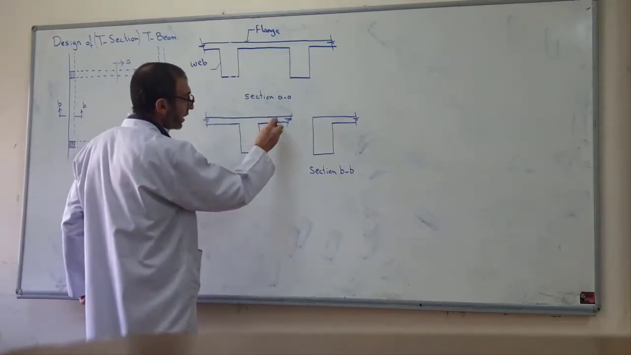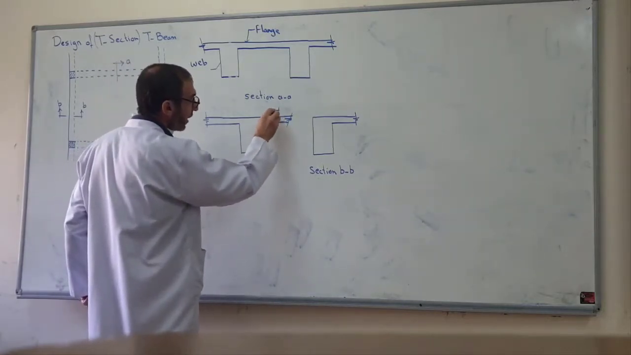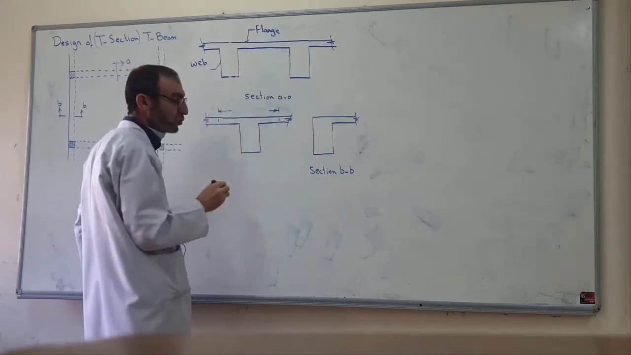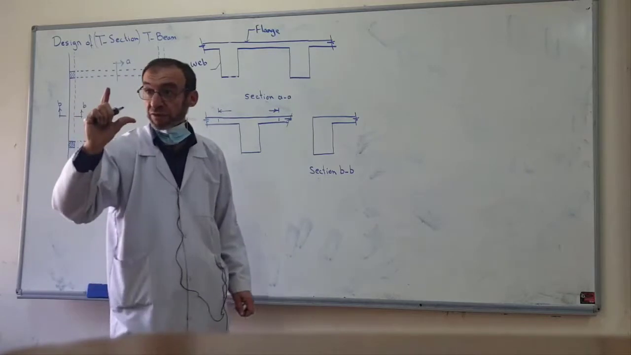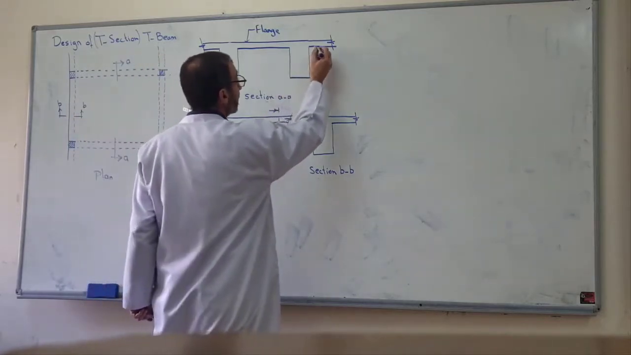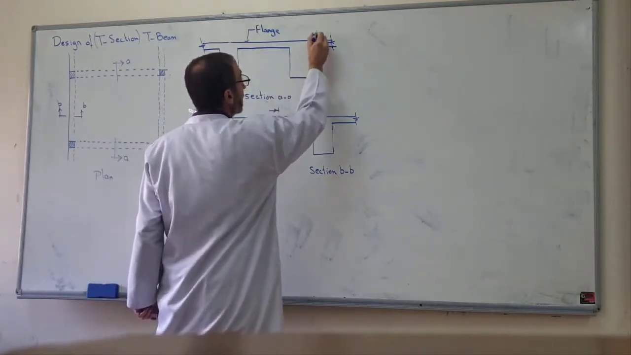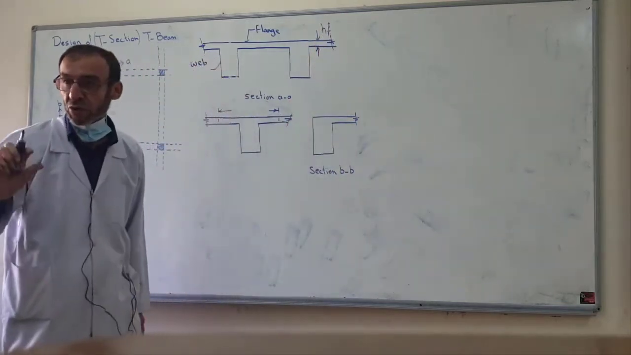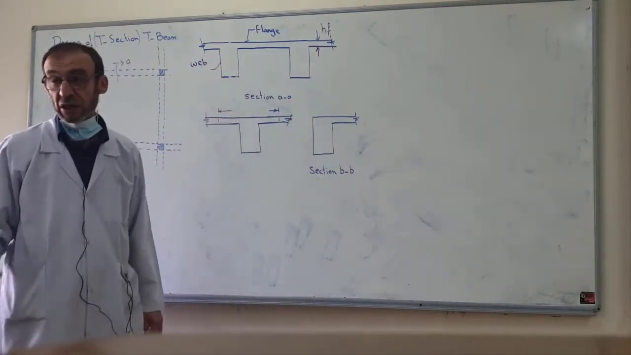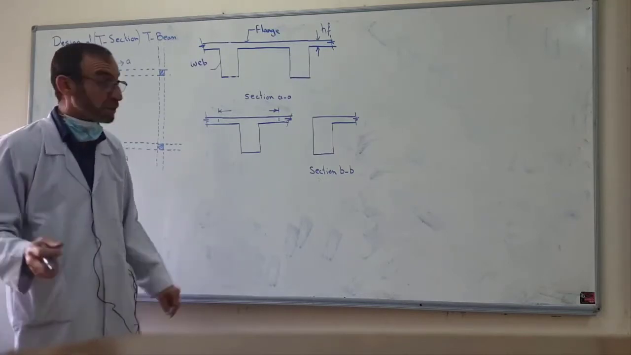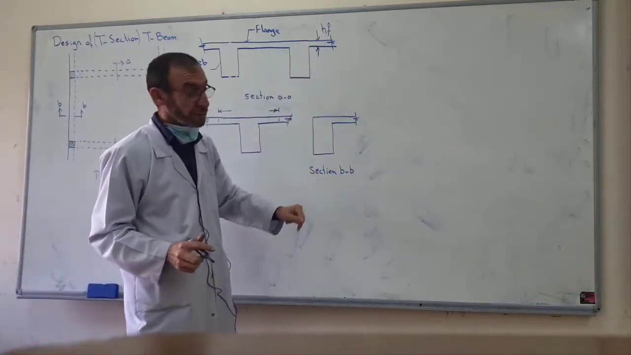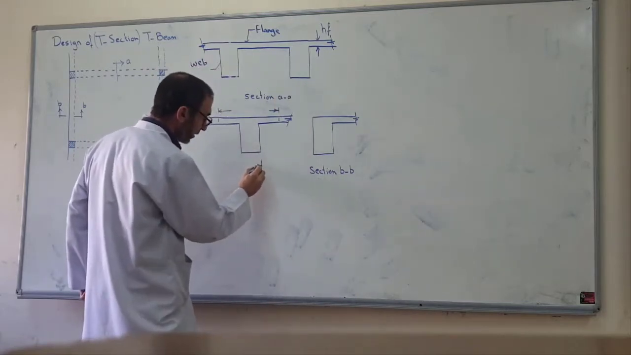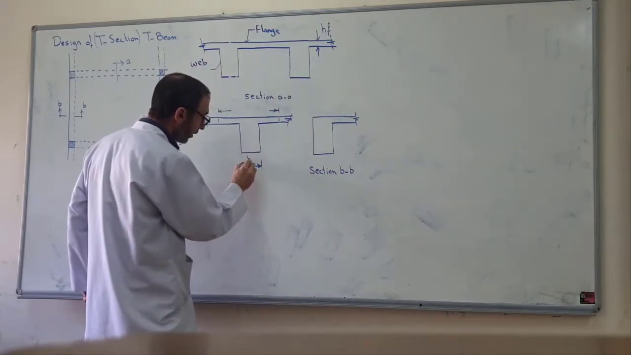According to the ACI, the effective part or fraction of the flange is equal to 8 times the thickness of the slab. This is what we call hf, the depth of the flange, the total depth of the flange, meaning the thickness of the slab. And bw is the width of the web.